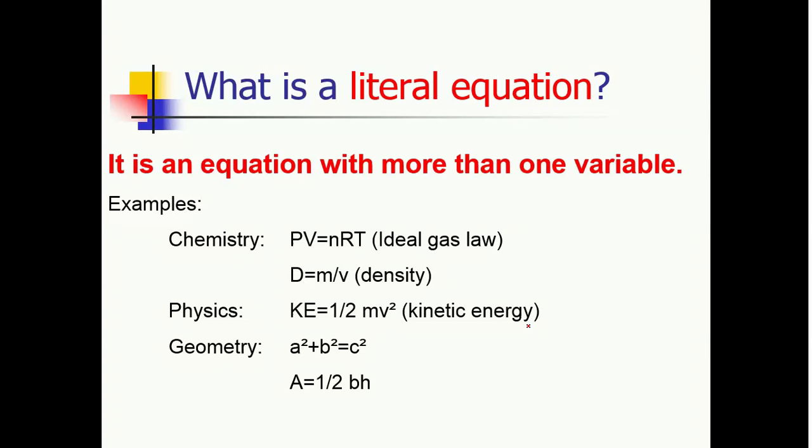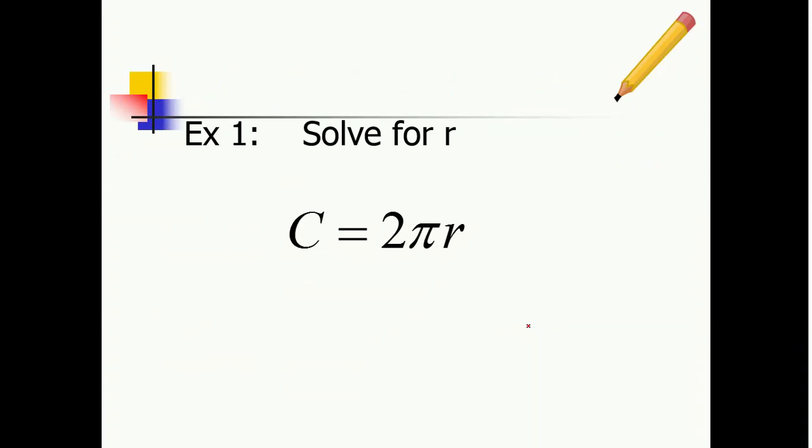So what we're going to take a look at is, how do you solve for a particular variable when you don't even have numbers to deal with? Here's an example. Circumference equals 2 pi r. So this is your formula for finding the circumference of a circle.